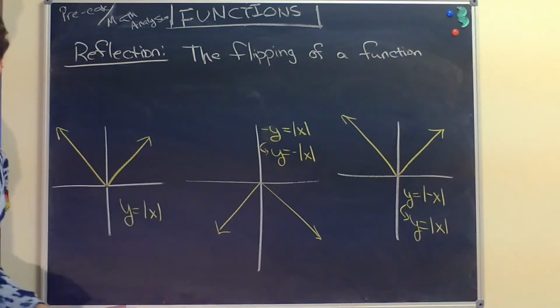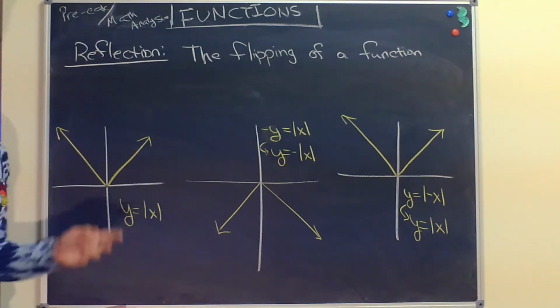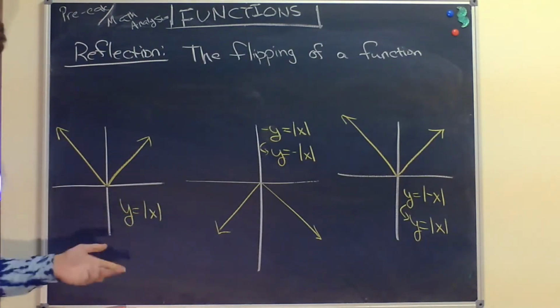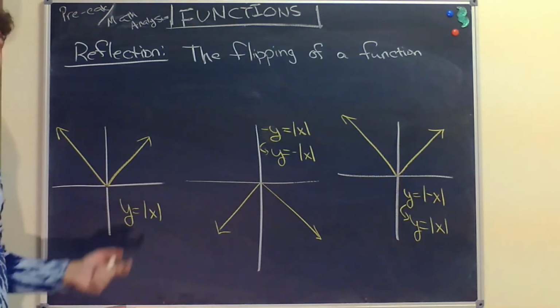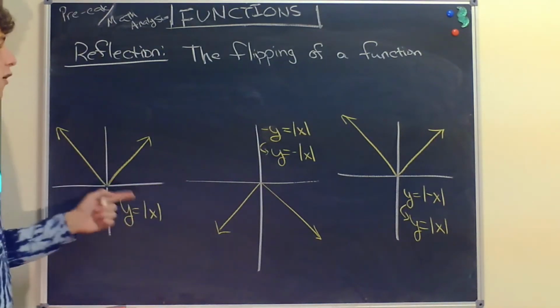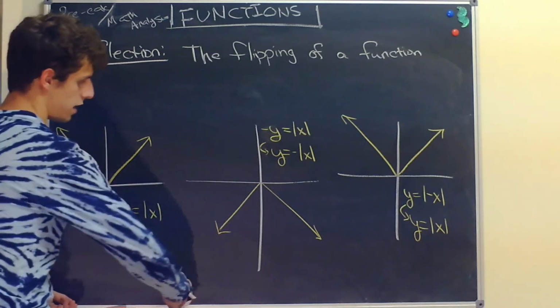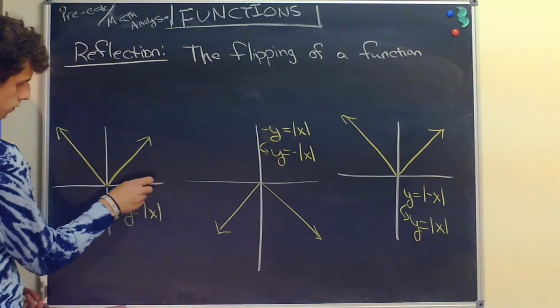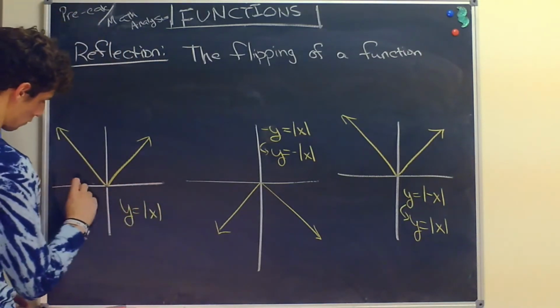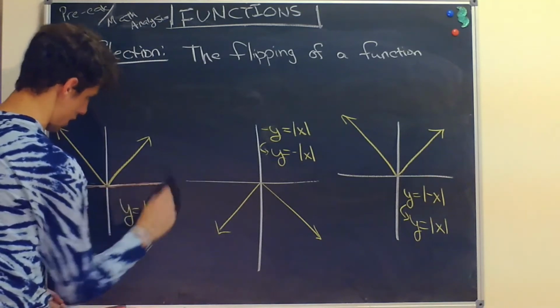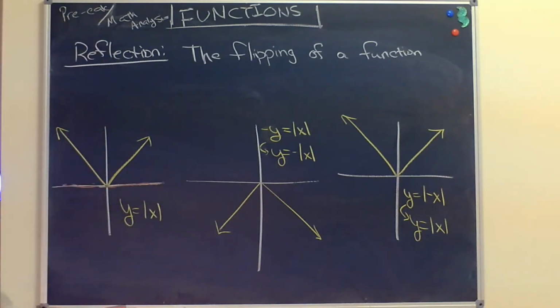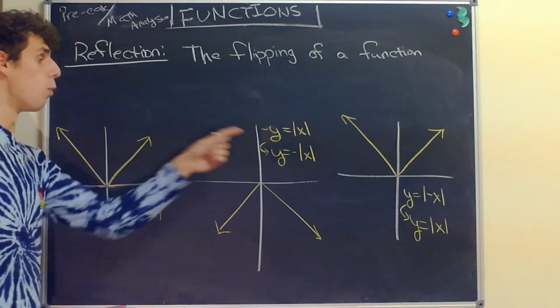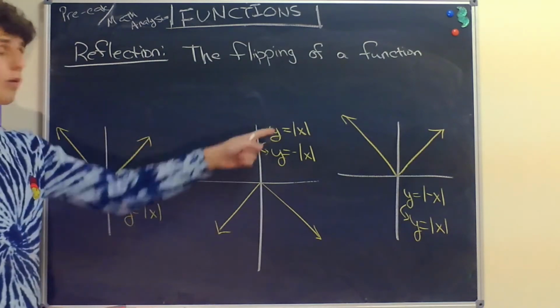Okay, so here we have an example of some reflections. So first, I want to take a look at our parent function, which I'm using the absolute value of x again. And now I want to flip this function over the x-axis. So this line here, I want to flip this function over like this. So what I do is I replace y in this with negative y over here.